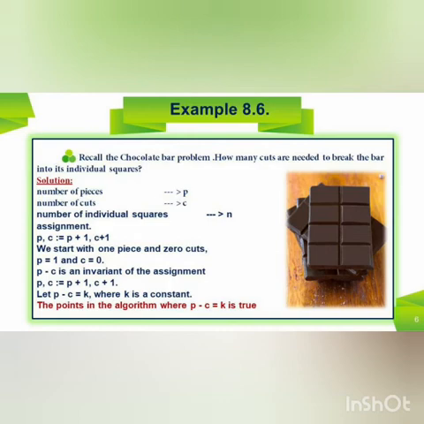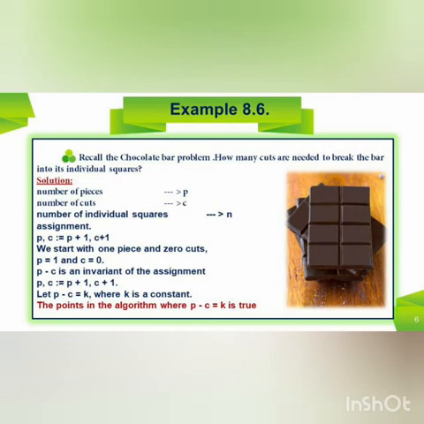Here, the problem is how many cuts are needed to break the bar into its individual squares. Now, we will find the solution to this problem. Let us assume the number of pieces as p, number of cuts as c, and the number of individual squares as n. Now, we decided to model the problem by an assignment: p, c = p + 1, c + 1.